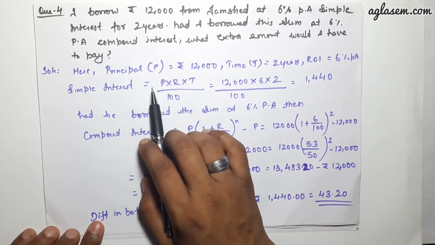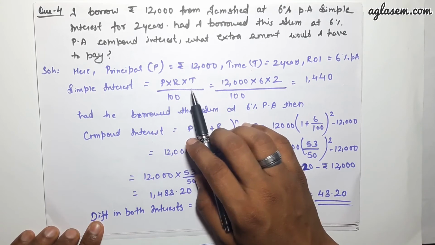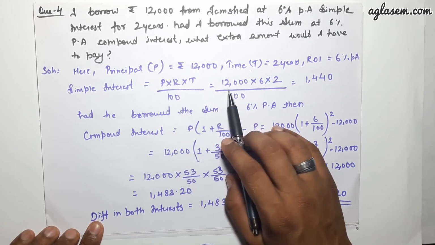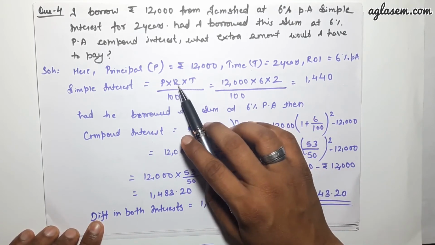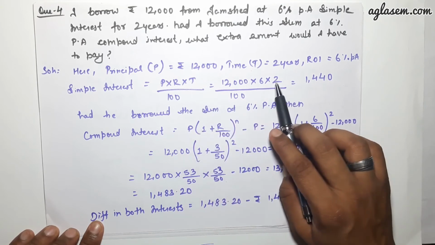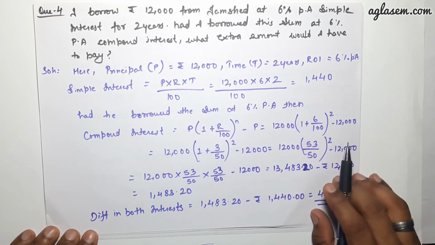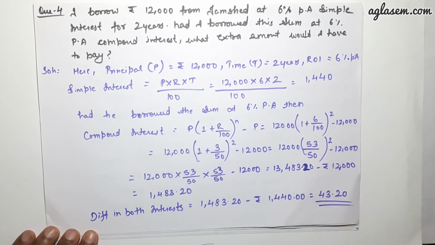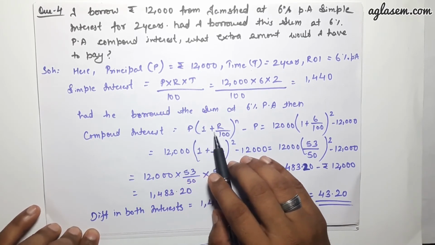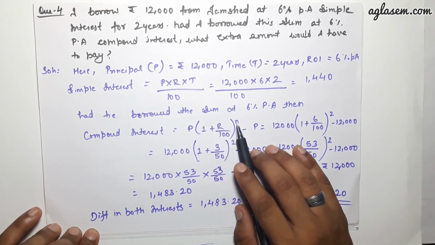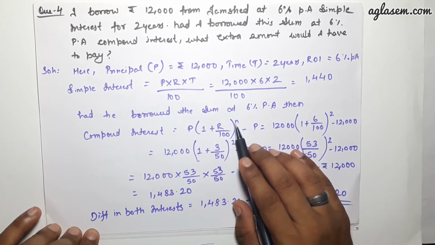So simple interest is equal to P into R into T upon 100. So P is 12,000 into R is 6 and time is 2 upon 100. So after solving this, we get 1,440. Had he borrowed the sum at 6% per annum compound interest, then compound interest is P (1 plus R upon 100) to the power of N.